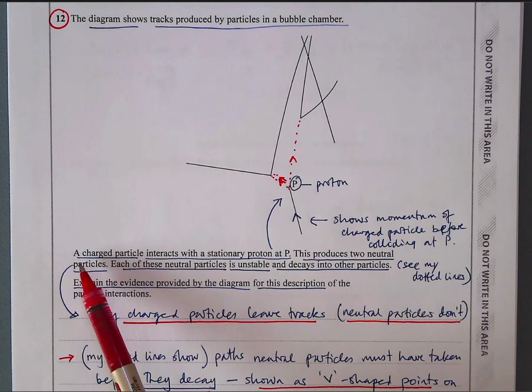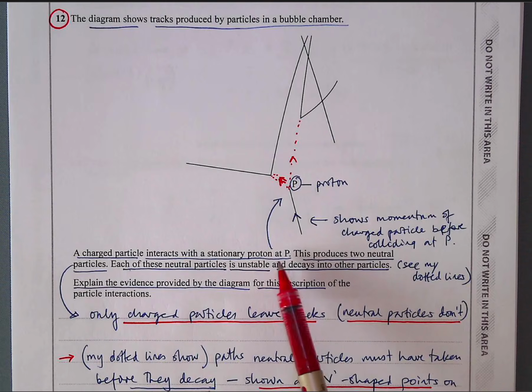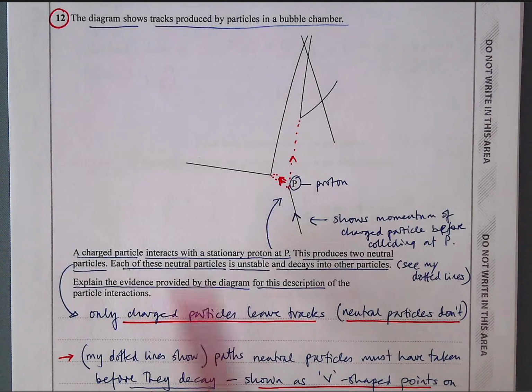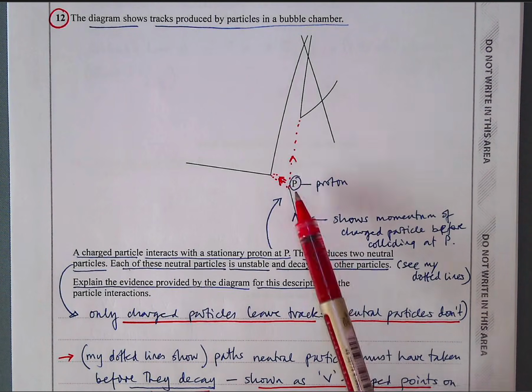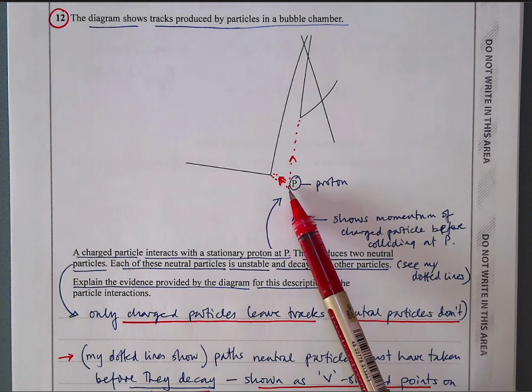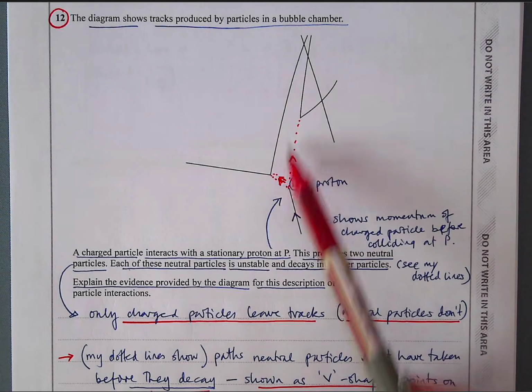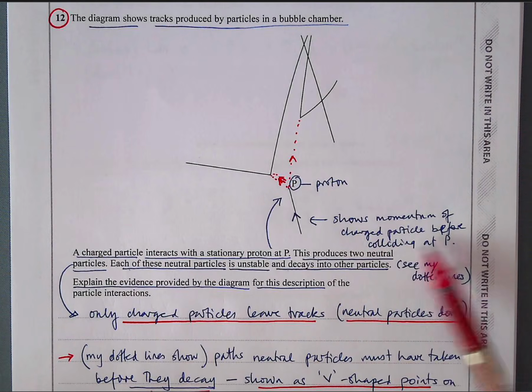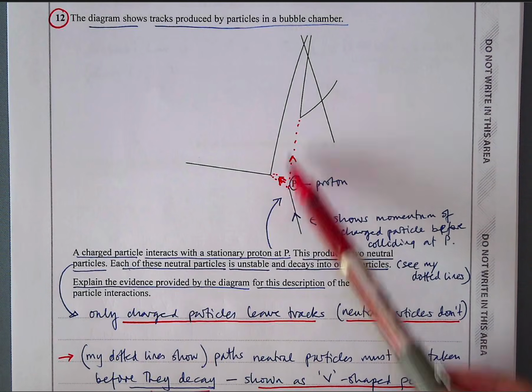Now you'll notice it says a charged particle interacts with a stationary proton at P. So P is where the stationary proton is. This produces 2 neutral particles. Okay? So 2 neutral particles. Each of these neutral particles is unstable and eventually decays into other particles. See my dotted lines that I've written there. So basically, the neutral particles must be going this way. Now the initial particle comes in this way, so obviously it makes sense that they're going to continue to move off after the deflection of the proton. So that shows the charged particle before colliding at P and then it produced 2 neutral particles.